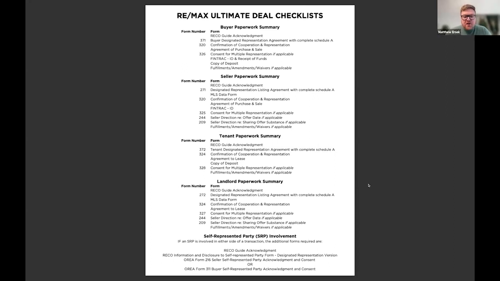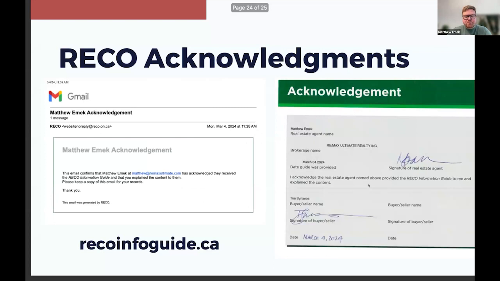And the one thing I'll just point out as we're looking at this checklist and sort of leads into the next slide is remember from last month, working with the realtor has been discontinued at ARIA, and all that is required now is the RICO guide acknowledgement. So you'll see that as the first item for all of the paperwork summaries. And we have had some questions about what is acceptable for that. So I'm just going to show you the two different ways that you can submit the acknowledgement that your clients have read and been explained the RICO guide.